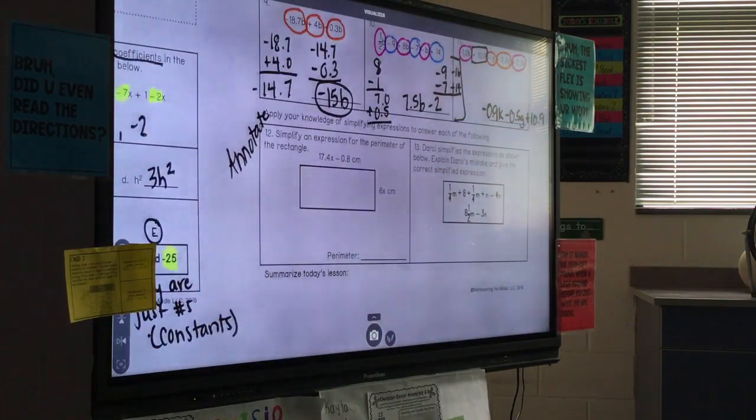Okay, if you're putting perimeter, shouldn't you add 6 plus 6 plus 17? So 23.4 minus 0.8. Because I added this and this as the like terms. And then I started to subtract it because it's in front of this. What? Wait. So when I multiply this by 2, what does that give me? Do I just leave that there? Same? So yeah, you're good.